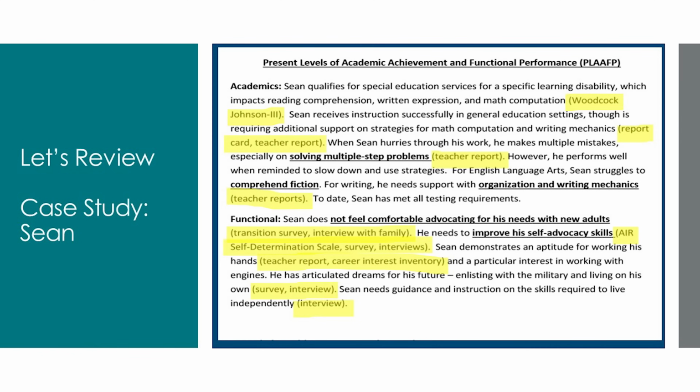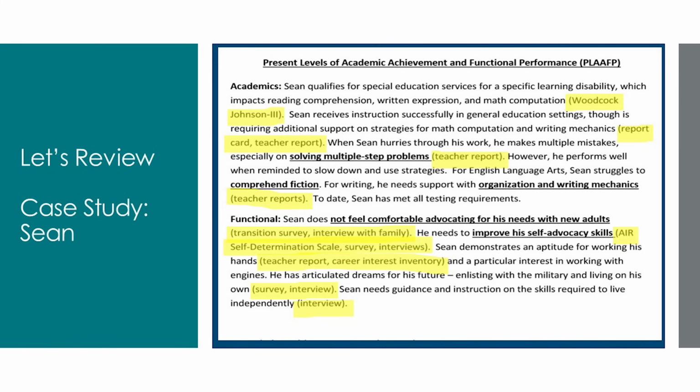Now that you have had the time to look over the case study, were you able to identify all of Sean's needs? You should have also been able to find information that will be included in the present levels of Sean's IEP, which supports the identification of his specific needs. Let's do a quick review. On this slide, you will see an example of what Sean's present levels of academic and functional performance may look like. As you can see, highlighted in yellow are the specific assessments used to gain information on Sean's academic and functional performance, as well as transition assessments that provide information addressing his post-school goals.